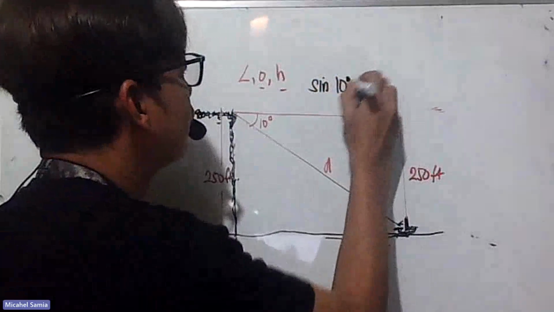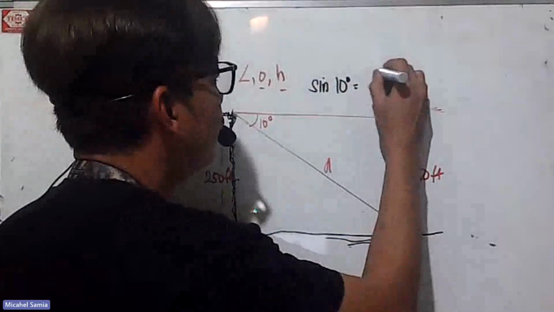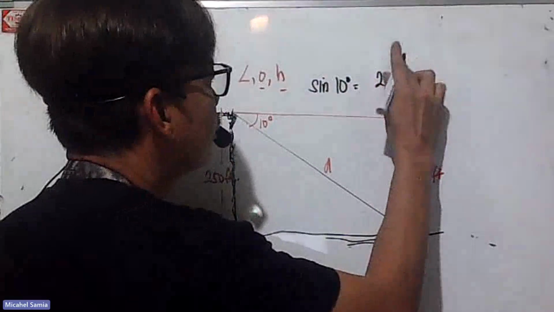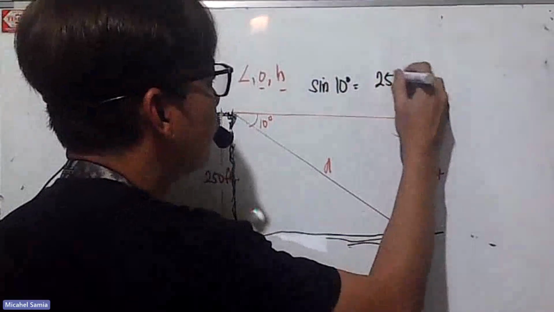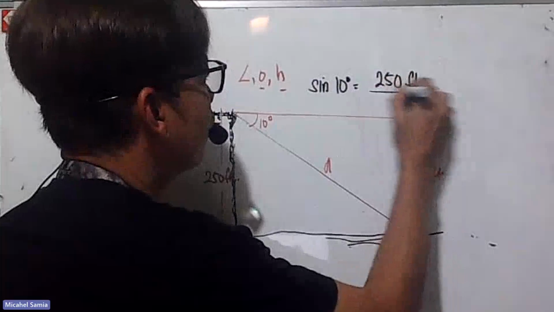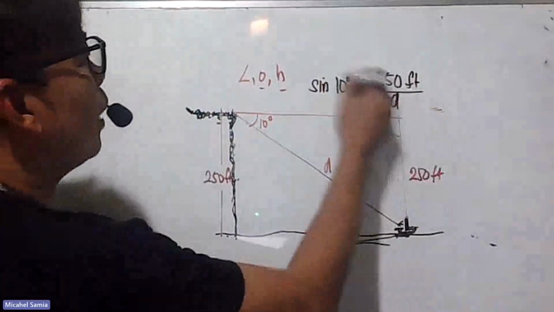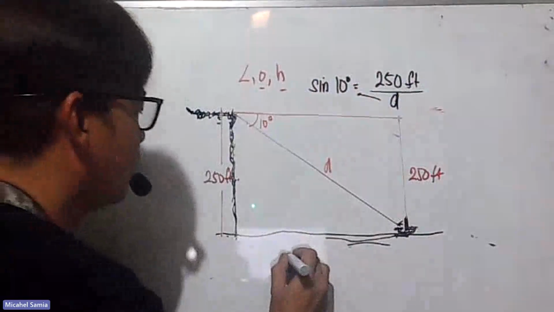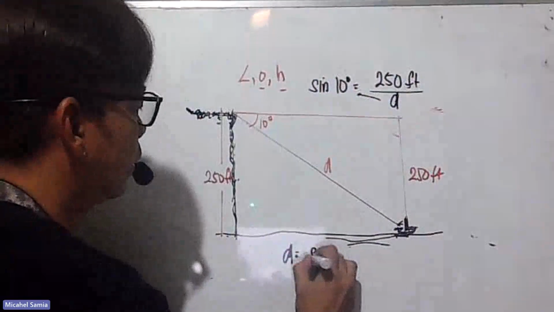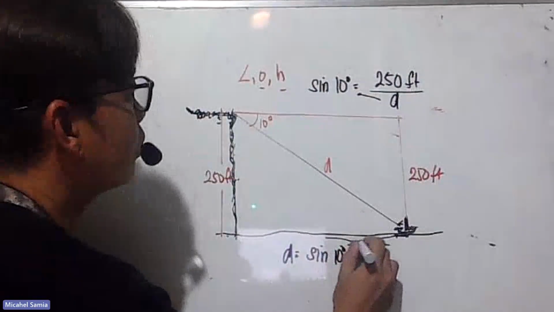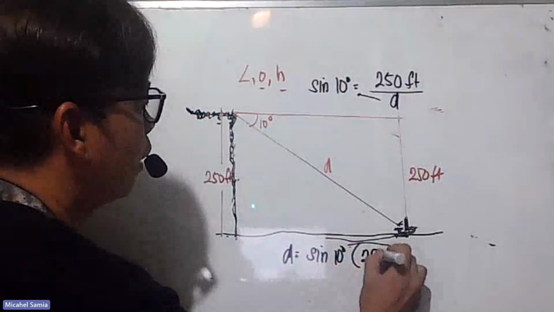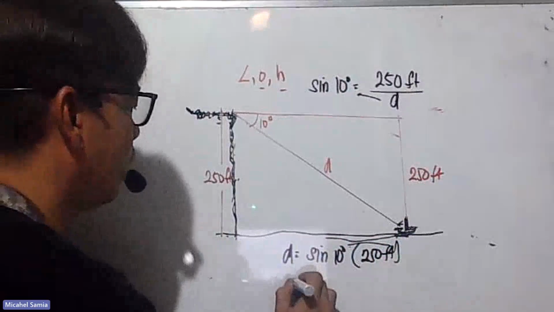So sine of 10 degrees is equal to our opposite side, which is 250. Okay, so it has a unit of feet, right? So feet remains because it is a distance, divided by your distance. So cross multiply again, they switch places. So d now is equal to sine of 10 degrees multiplied by 250 feet. So your unit is in feet.